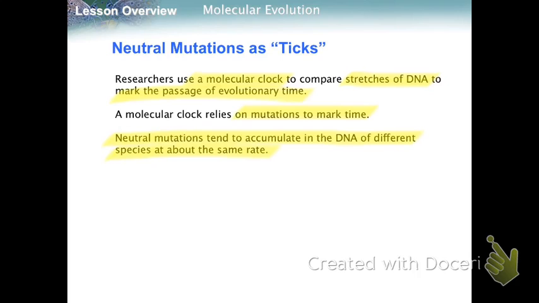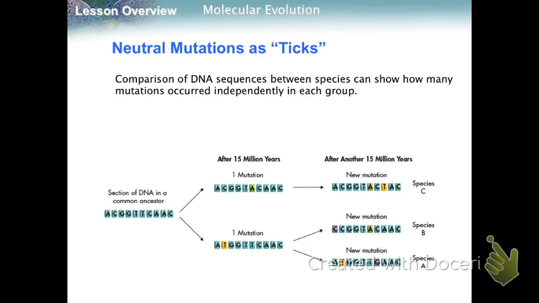Every so often, an incorrect base pair is put into the DNA strand, into the genome. And in that case, you see a mutation. So if we know that it's one in every 10 million base pairs, then over time, if we see that happening at a certain rate, we can determine how long it's been since two species diverged from a common ancestor.